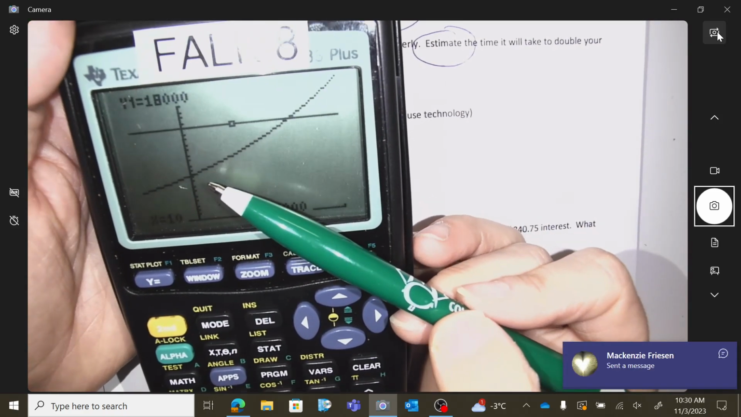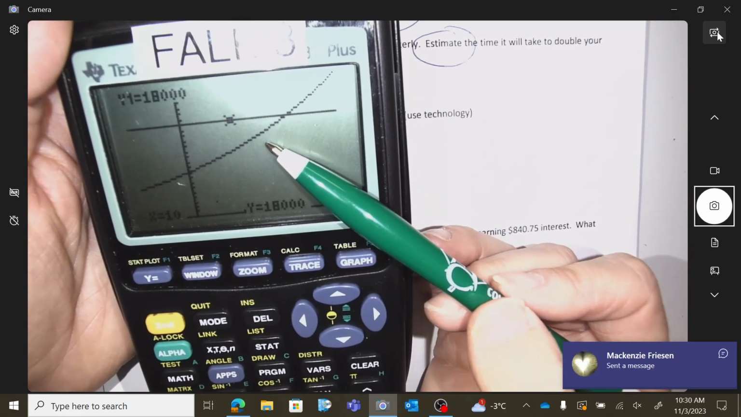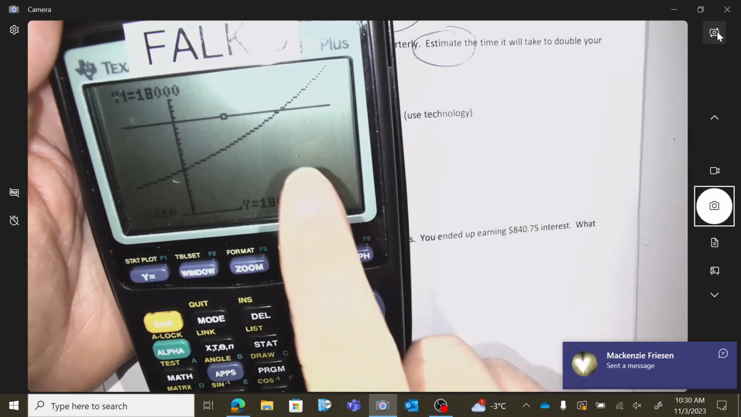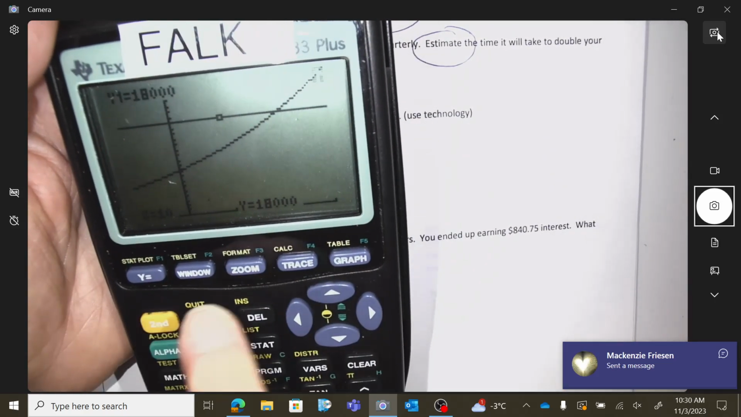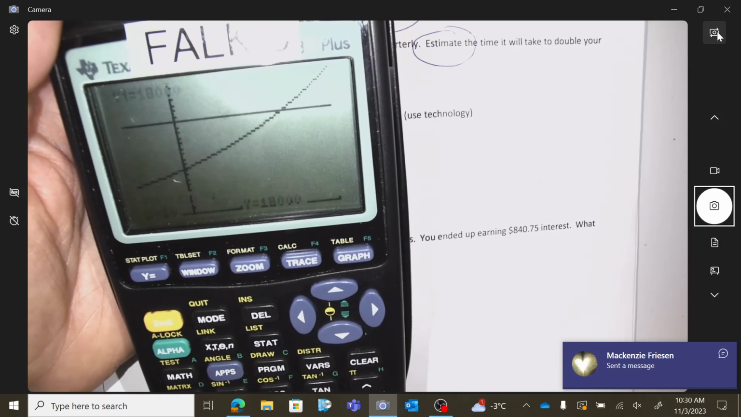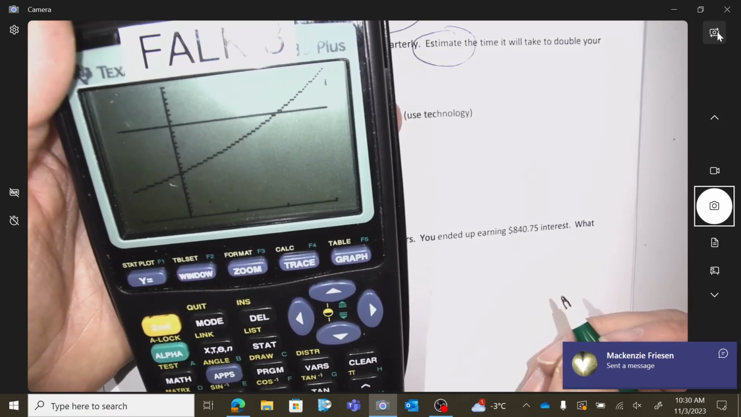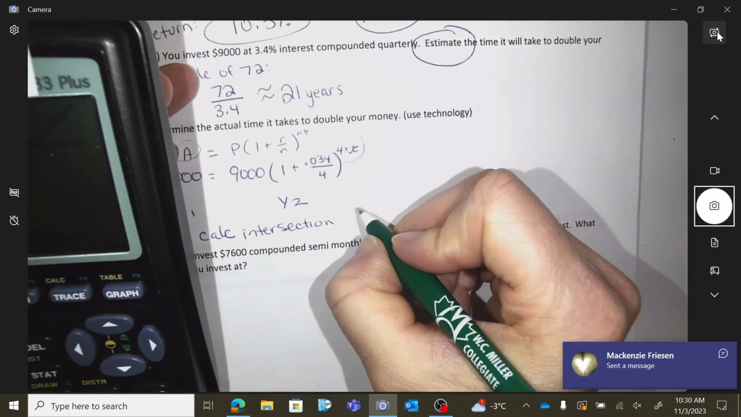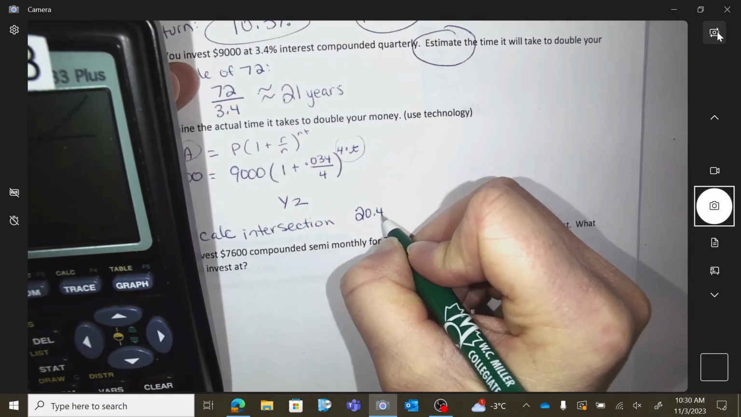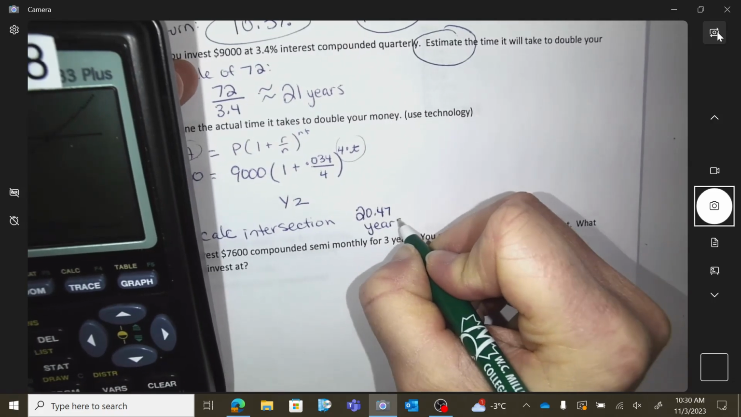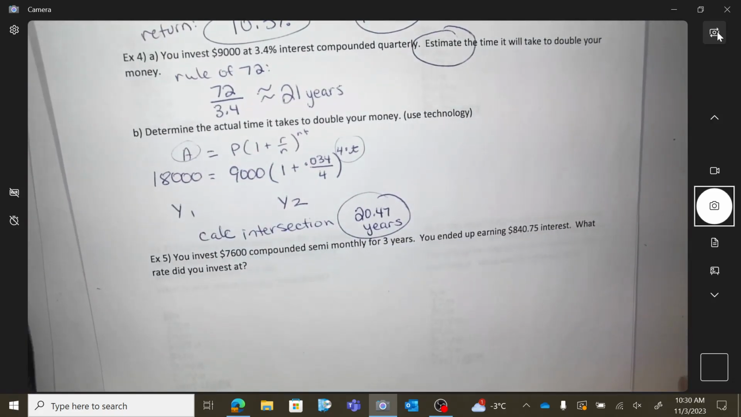Okay, so compound interest grows like that. So where did we get to? How was our estimate? 20.47 years. Ooh, that estimate thing was pretty close then.